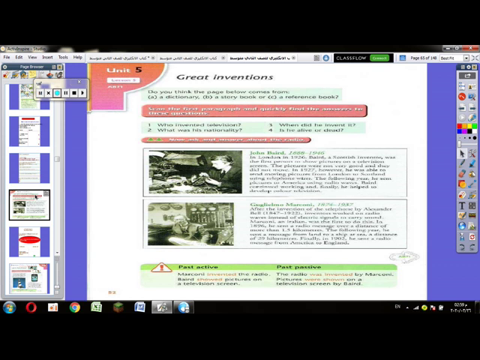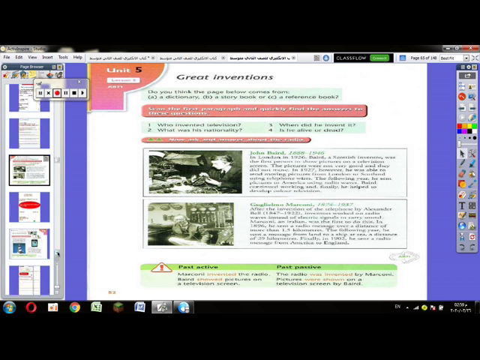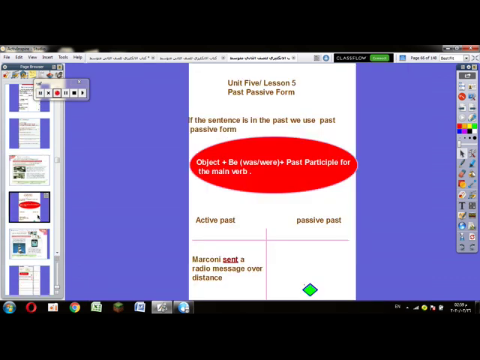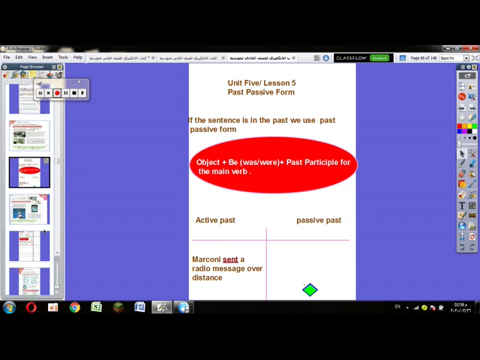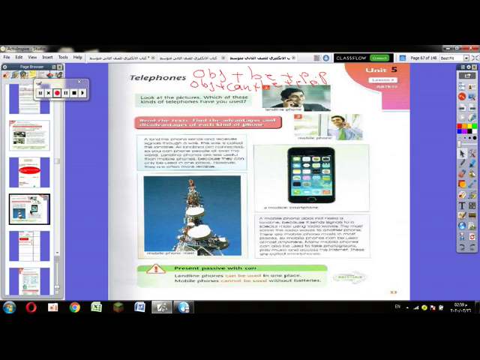In lesson 5, we have the objectives to scan for information, and ask and answer questions about the text. Past passive voice we have here. Past passive voice, we make some practice exercises about it. In lesson 6, understand the text about different kinds of phones, record their sentences, fill in gaps in text, and present passive with modal can.